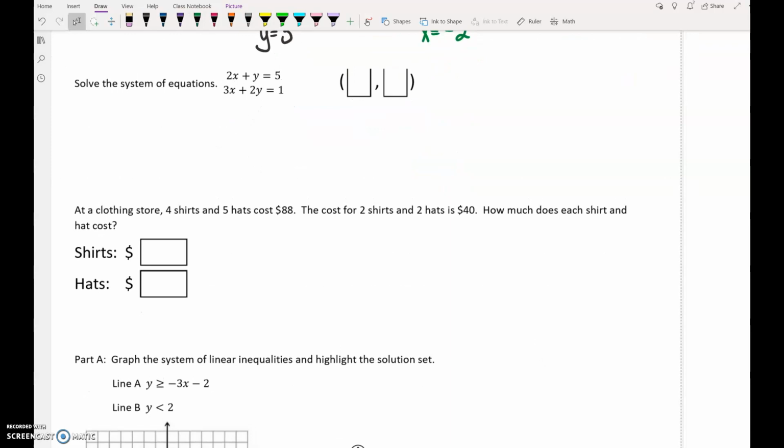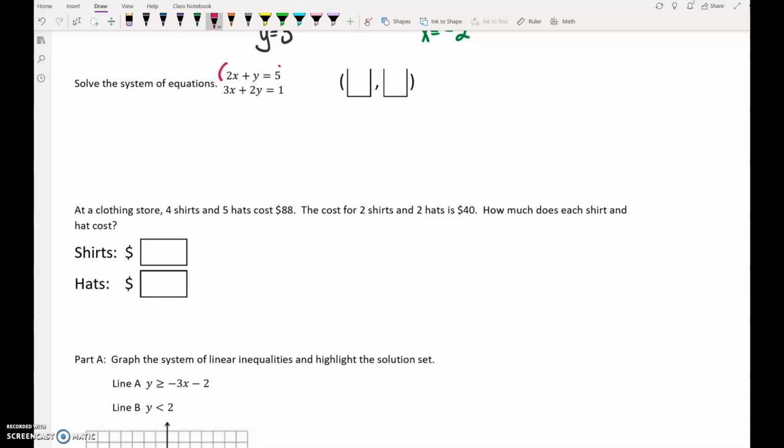I always prefer elimination. I feel like it's less work. If you prefer substitution, all you would have to do is subtract this 2x on both sides, and you would have y equals -2x plus 5. You could then substitute that in place of the y in your second equation. The only thing with substitution is you have to remember, if you rearrange the first equation, you have to substitute that into the second equation. You can't substitute an equation into itself. And I think that's the reason why I don't like substitution personally.